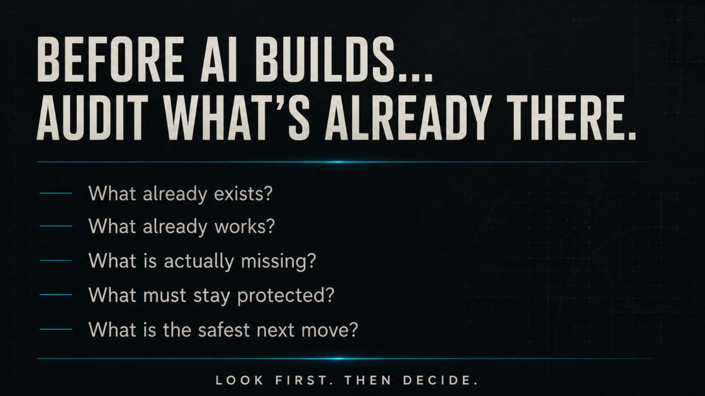So in this video, I'm going to show you how I audit a project before I let AI start implementing anything. By the end, you'll have a simple 5-question check you can use before your next build to work out what already exists, what is working, what is actually missing, what needs protecting, and what the safest next move should be. Because sometimes the smartest thing you can do with an AI builder is tell it, don't change anything yet.